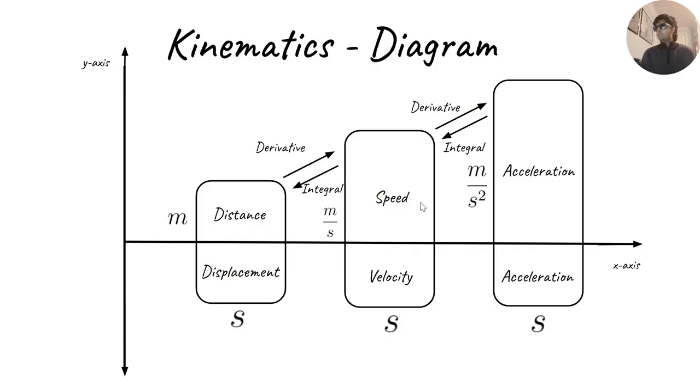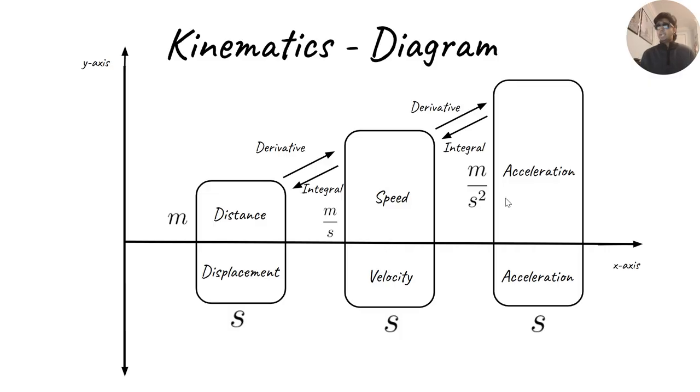Then let's look at speed and velocity. Speed, well, it's only ever positive. And on its y-axis, it shows meters per second. On the x-axis, it's seconds, or time. Velocity can be negative or positive, so that's why it's below the x-axis.